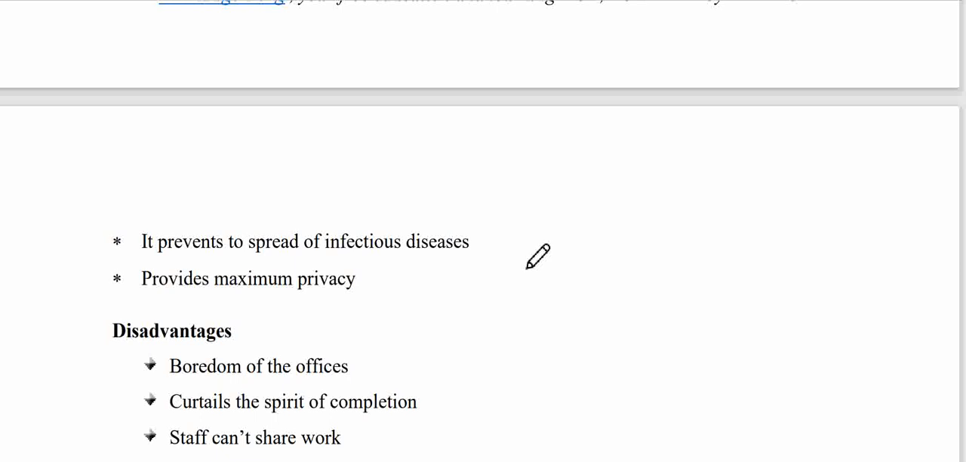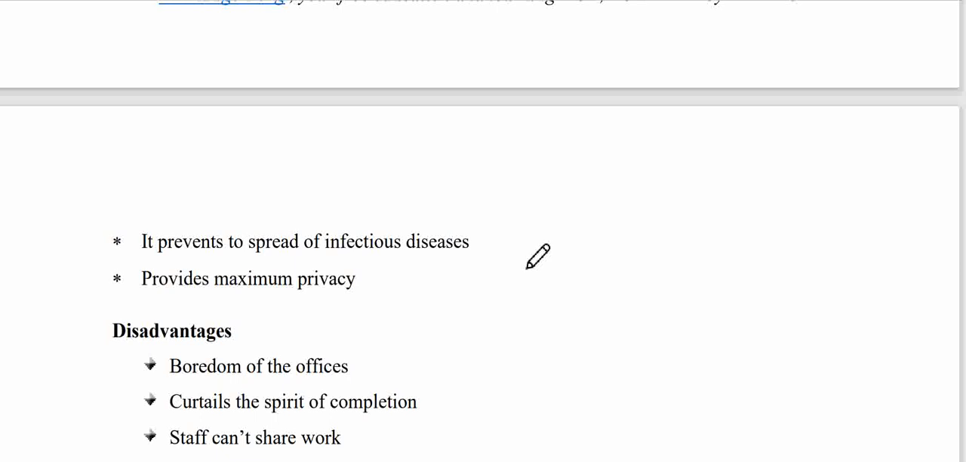And then it provides maximum privacy, definitely maximum privacy. Whatever belongs to you will always belong to you. Nobody can access them without your permission, and that is very, very good in terms of privacy. The disadvantages are that there is boredom. You're alone, you're alone, and you will be bored.